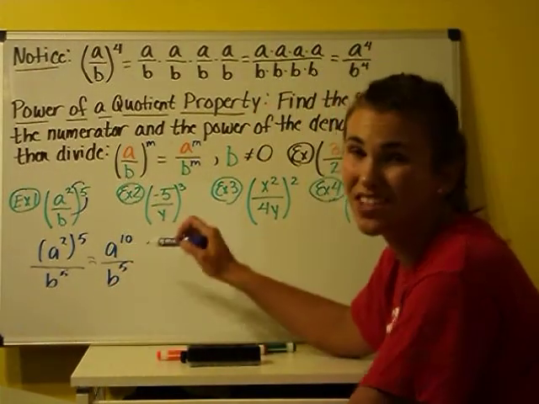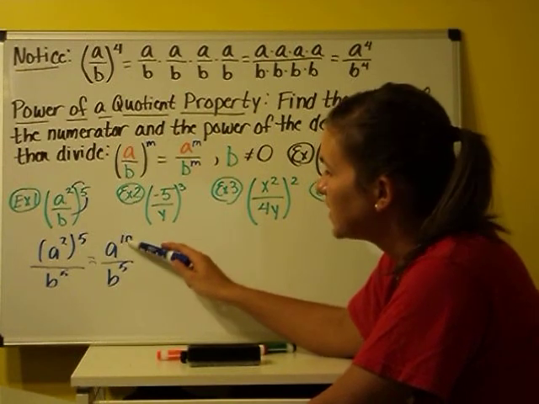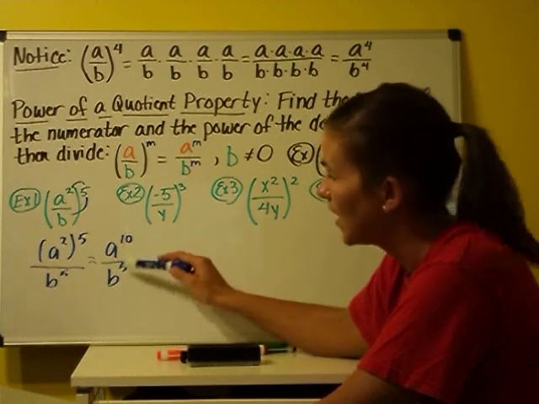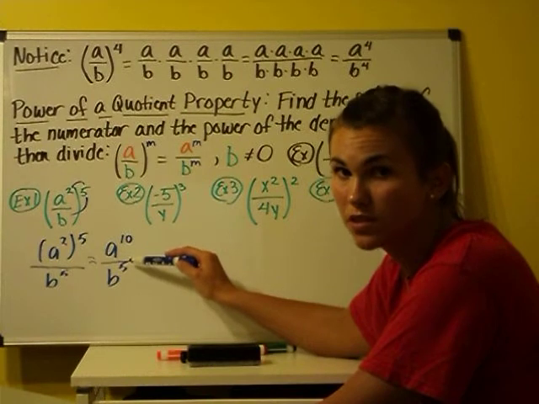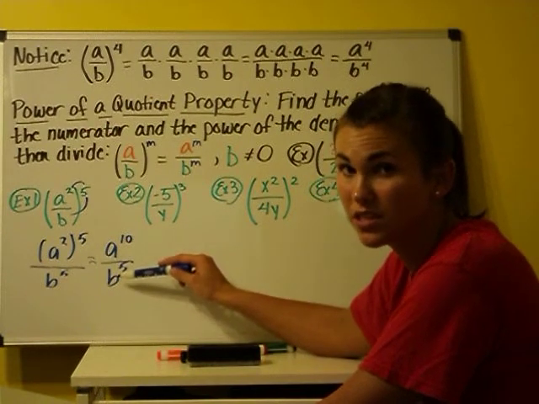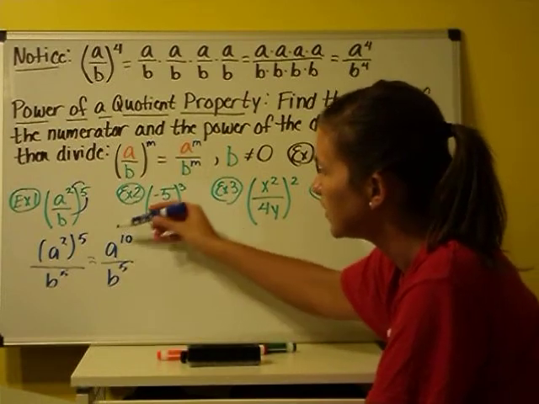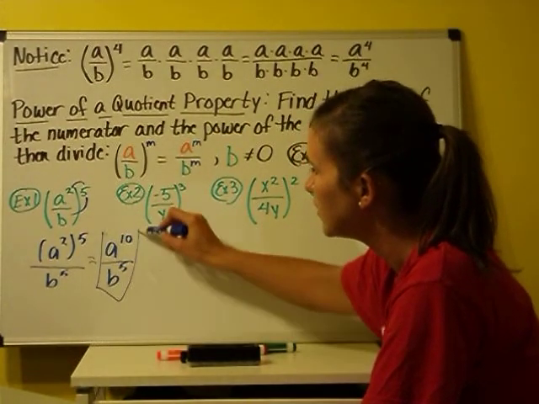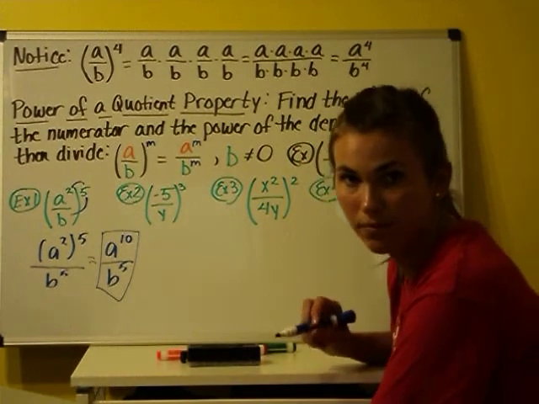Now, notice, we are done here because these have different bases. So we cannot subtract those exponents because these are different bases. If they were the same base, then we could continue and simplify. But because the bases are different, this is as simplified as we are going to get.